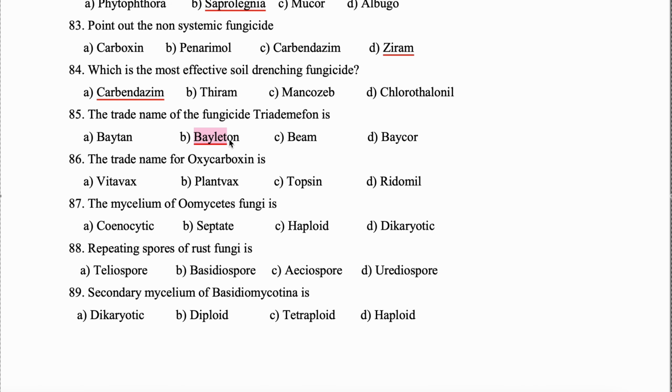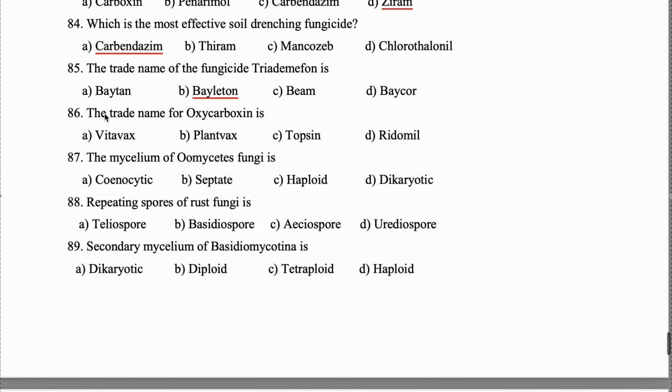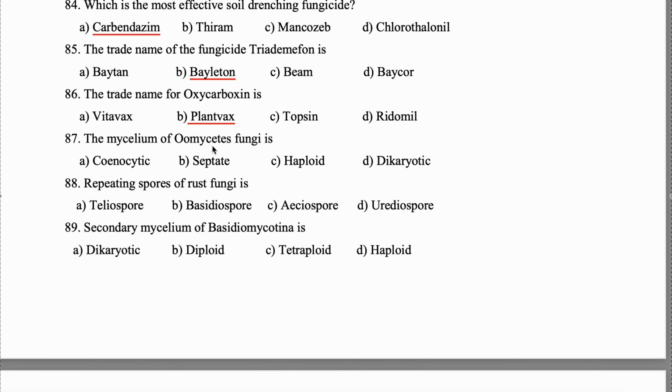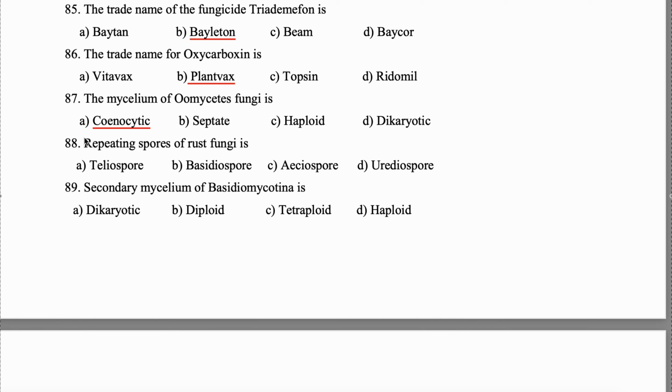Next, the trade name of the fungicide triadimefon. It will be Bayleton. Next, the trade name for oxycarboxin. It is Plantvax. If it was carboxin, it would have been Vitavax. Next, the mycelium of Oomycetes fungi is coenocytic. They are aseptate in nature.